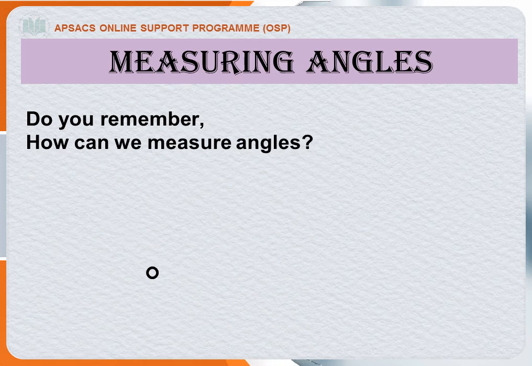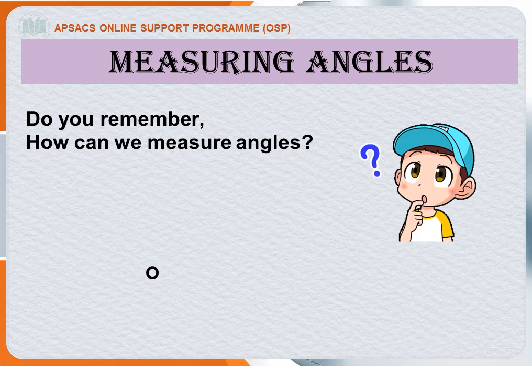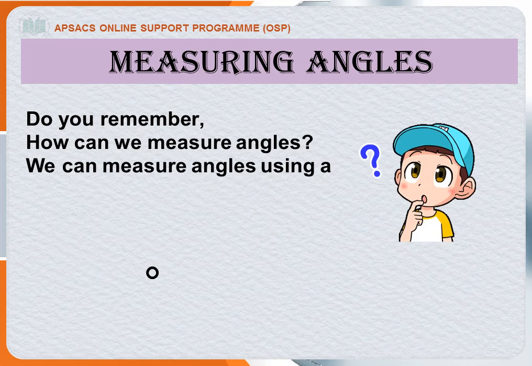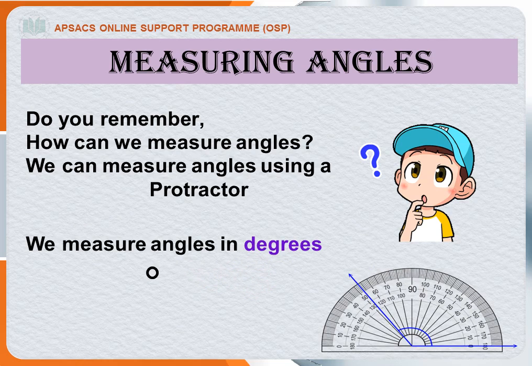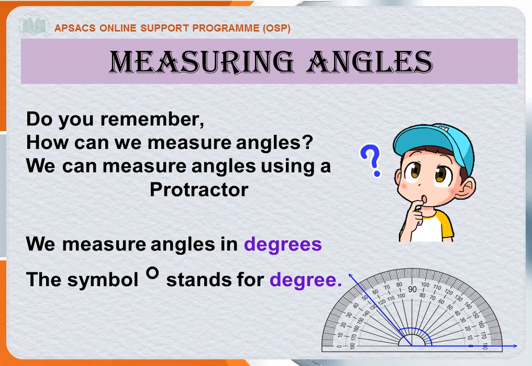Do you remember how we can measure angles? No? Okay. We can measure an angle using a protractor. Clear? We measure angles in degrees and this is your protractor. Have you seen this protractor ever? Yes, we have already done it. We have already measured our angles by using this protractor. The symbol ° stands for degree. We write a small circle on the numbers and we read it as degree.